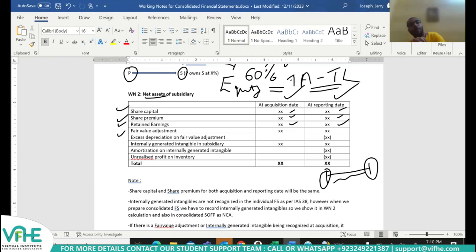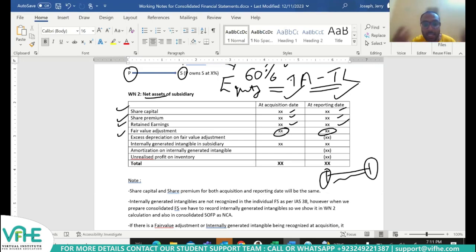At the date of purchasing the subsidiary, sometimes the subsidiary would be saying this mobile has a fair value of 500. But I am saying, no, you are wrong, sir. This phone is not costing 500, but 600. So there is a fair value adjustment. And the value will be the same for both the acquisition date and the reporting date.